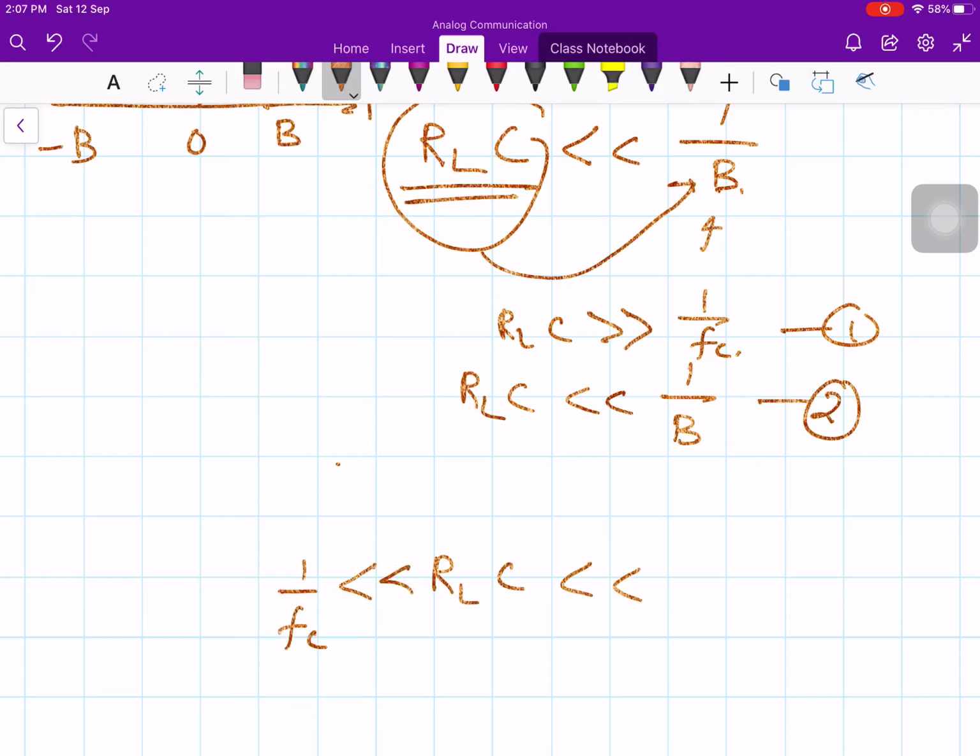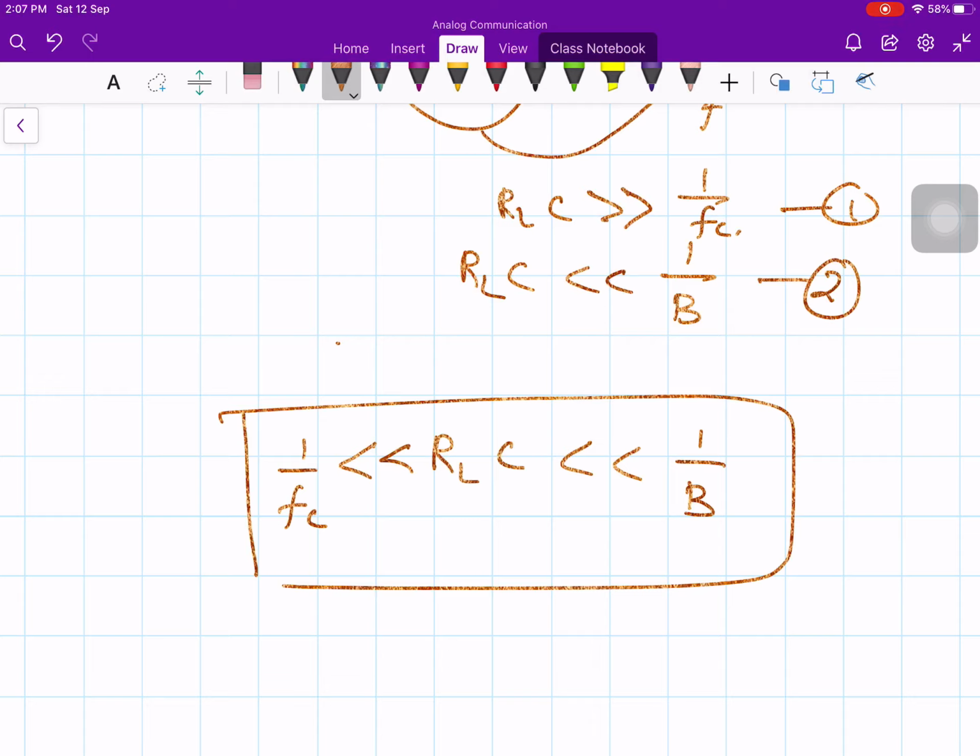In between, if you choose your time constant, then you are safe. If these two conditions are satisfied, by and large we have a system which works nicely. So these are the two conditions that we need to satisfy. So that's all about the envelope detector.